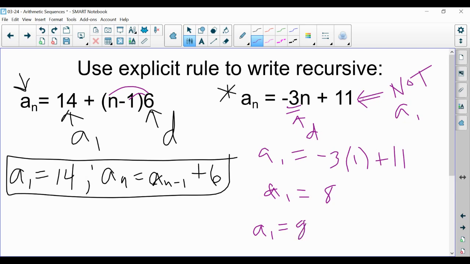a sub 1 equals 8. And draw myself a semicolon to write a sub n equals a sub n minus 1. And because our common difference is a negative 3, I'm going to be subtracting 3.